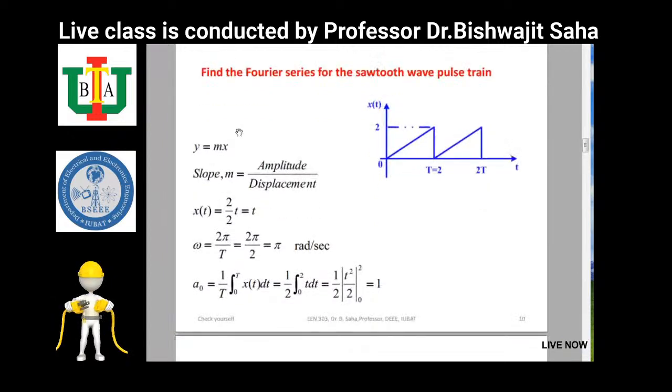Now another example with a different signal. We need to find out the Fourier series, with power strain. Have you seen a saw in your village area? Yes, sir. So that kind of signal we need to study.